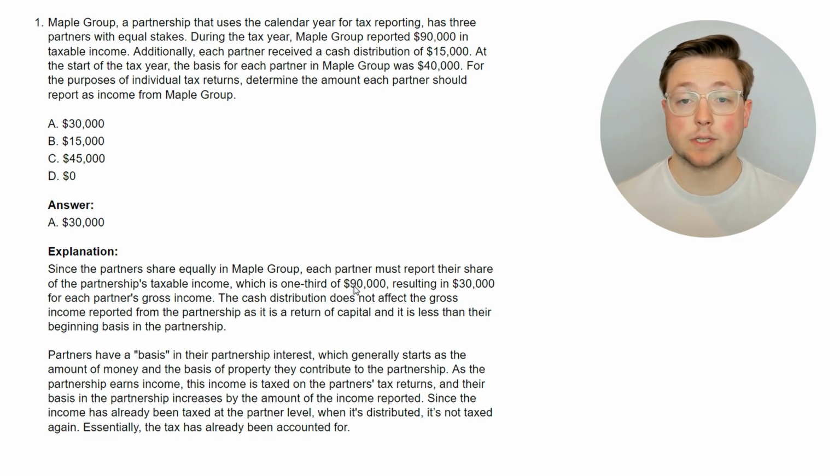And one more thing I want to say, pass-through entities are things like partnerships, S corporations, and certain LLCs. So C corporations, and then, disregarded entities like sole proprietorships and single member LLCs are not considered pass-through entities. Let's go ahead and go to the next question to learn more.